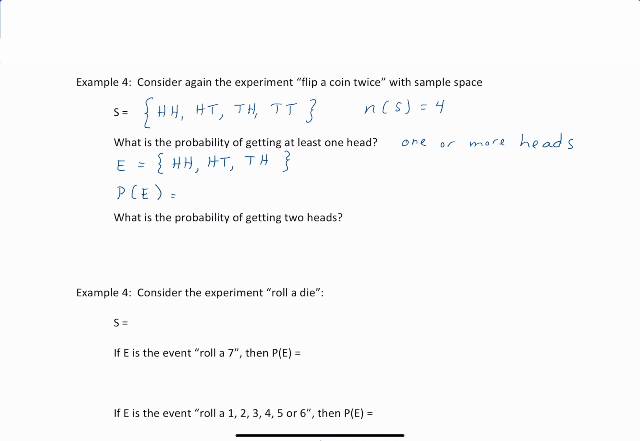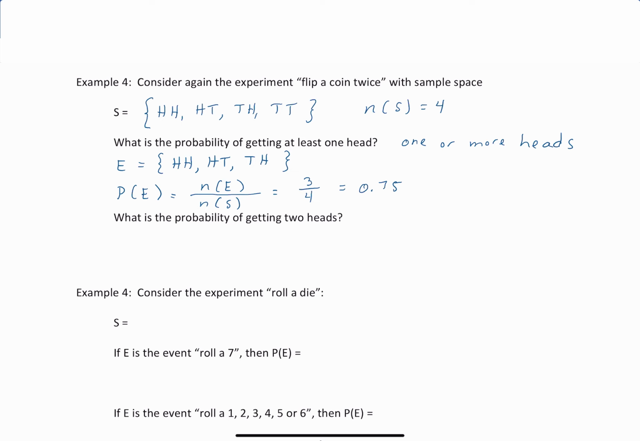The probability of getting one of these outcomes is the number of outcomes in the event divided by the number of outcomes in the sample space, which is 3/4. And if you prefer decimal, that's 0.75.